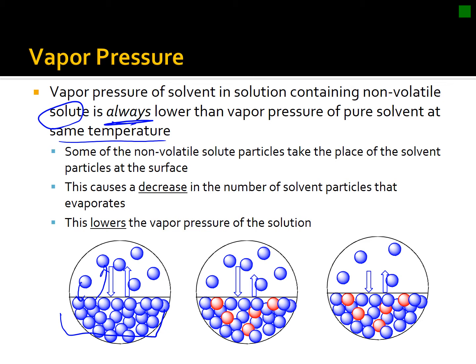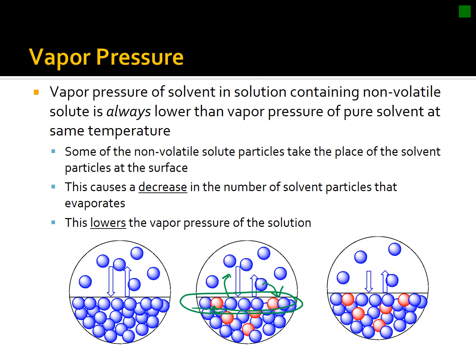Now, when you add a non-volatile solute into the solution, what do you notice about it? Well, you should notice that these particles actually take up space, which is really important for vapor pressure, at the surface of that liquid. So if you notice, it takes up that space. What's going to happen is that these molecules can't go back into solution as easily, and they can't escape as easily because they're blocked, right?